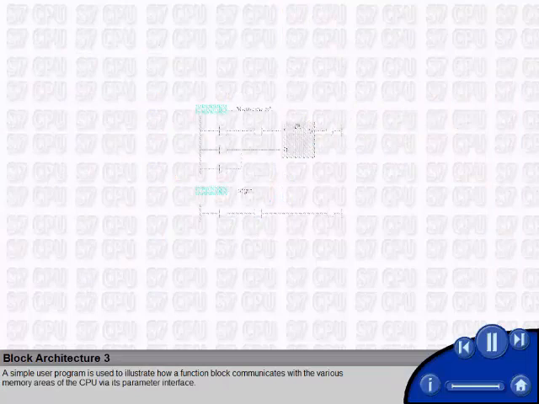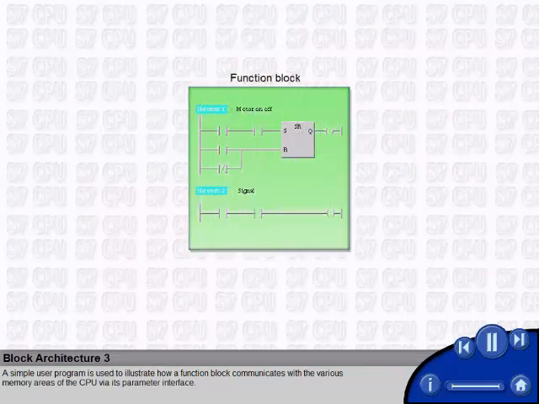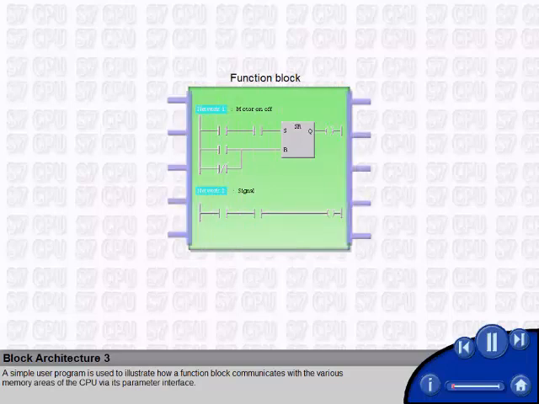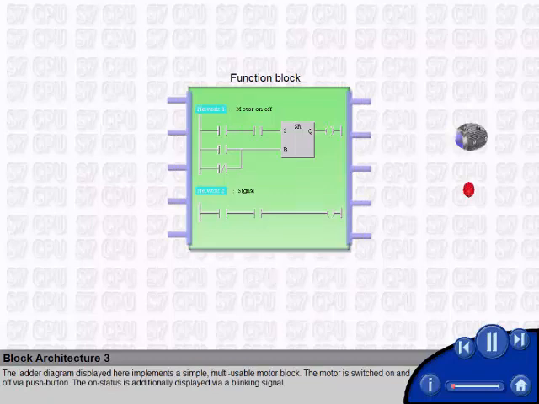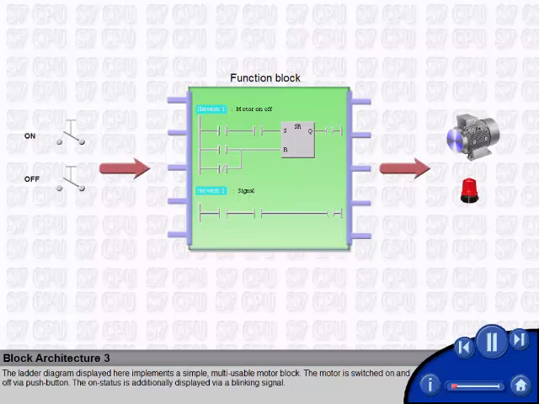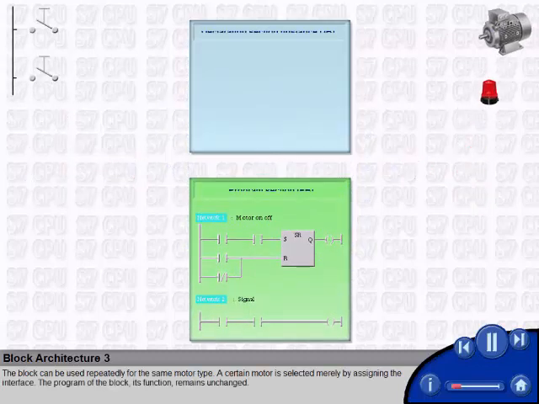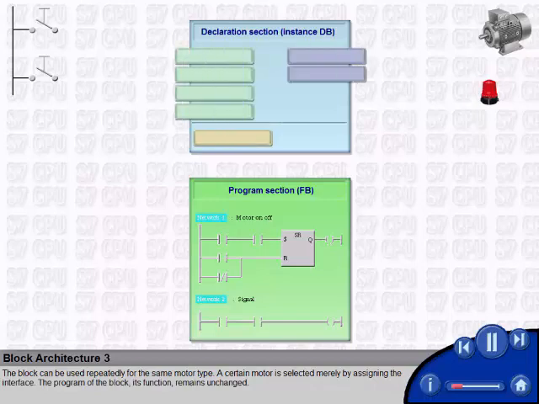A simple user program is used to illustrate how a function block communicates with the various memory areas of the CPU via its parameter interface. The ladder diagram displayed here implements a simple multi-usable motor block. The motor is switched on and off via push button. The on status is additionally displayed via a blinking signal. The block can be used repeatedly for the same motor type. A certain motor is selected merely by assigning the interface. The program of the block, its function, remains unchanged.